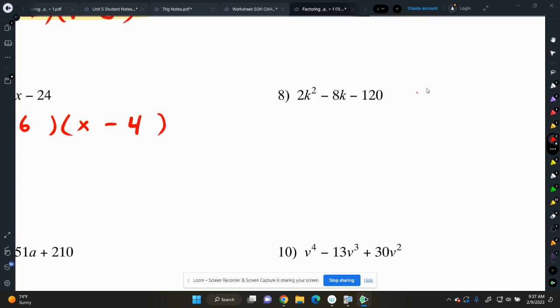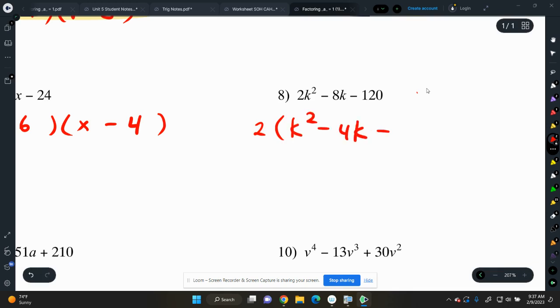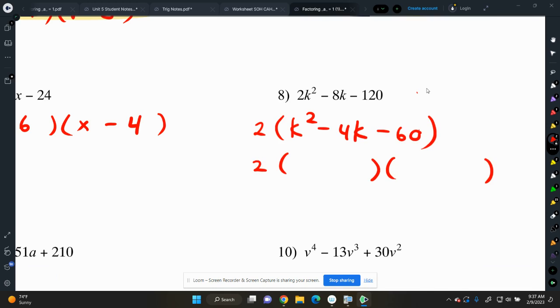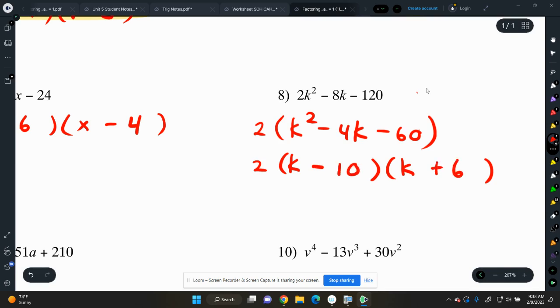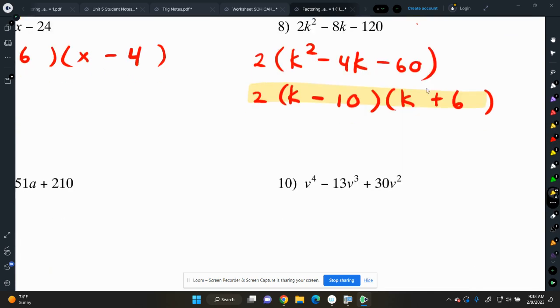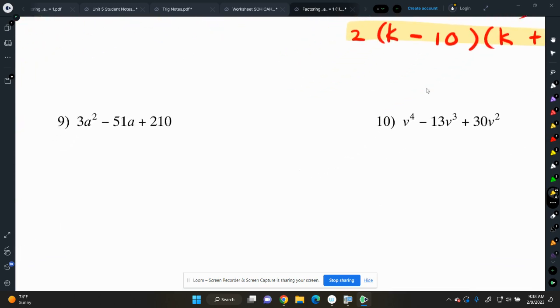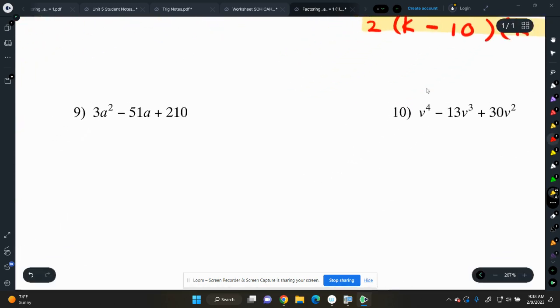Caroline, how about number 8? I took a 2 out. Good. K squared minus 4K minus 60 is left. Thank you very much. And then what? Then I got x minus 10 and x plus 6. Be careful, that's K. K minus 10, K plus 6. Good. Excellent.